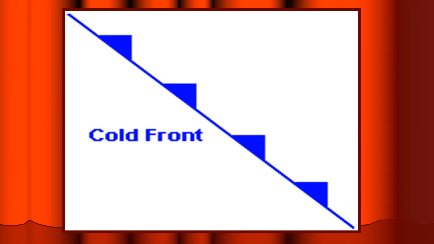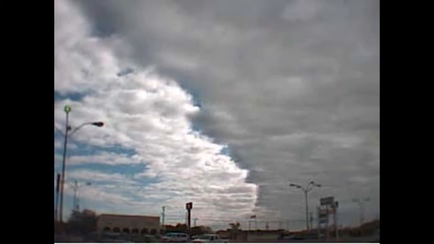This is the symbol on a weather map for a cold front. You're going to need to know those, so draw that in your notes. And you can see here, this is a good example of some fronts coming in right here. You can kind of see that boundary right there.